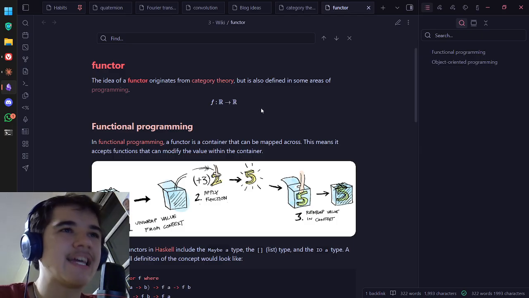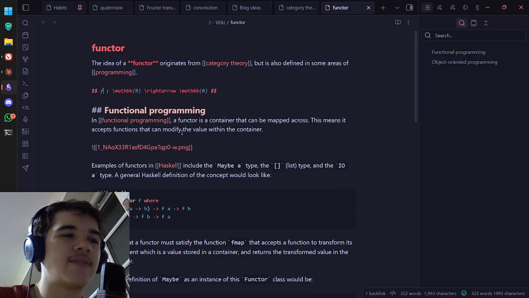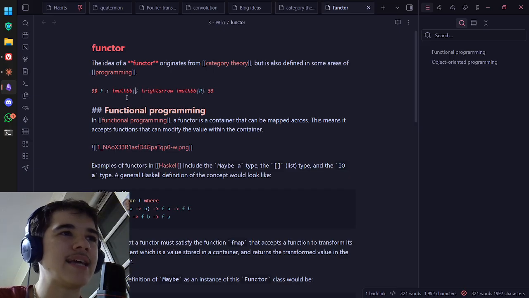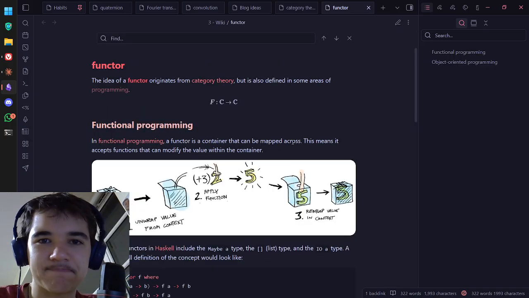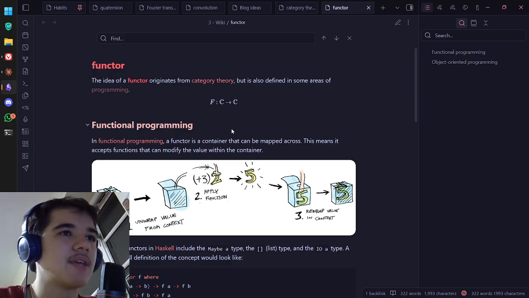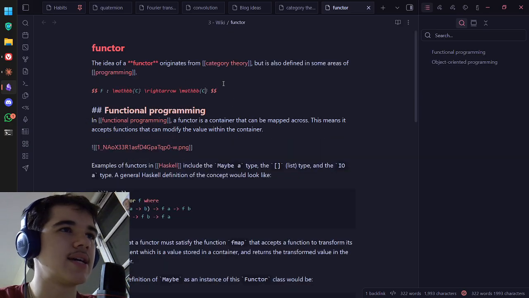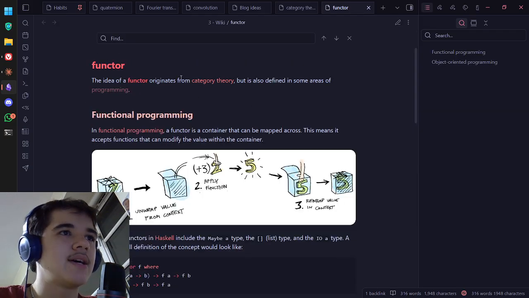And from my understanding, a functor is just the exact same thing, except instead of taking a real number, it takes a category and maps it to a category or a set maybe. Well, no, because a set would be a function. So I'm guessing it must be categories. So let's have a look. The idea of a functor.